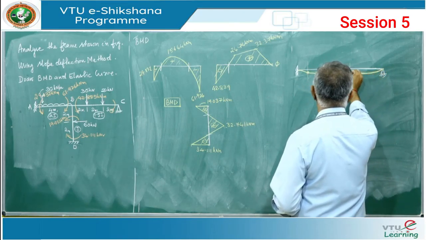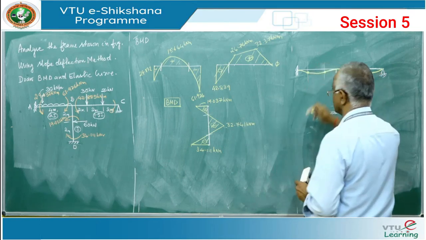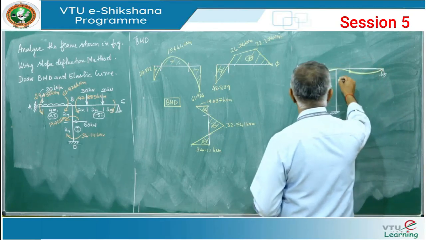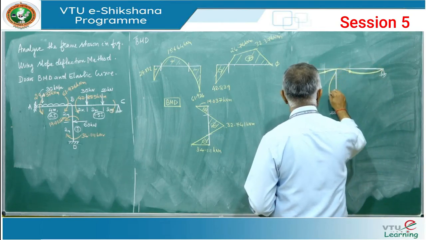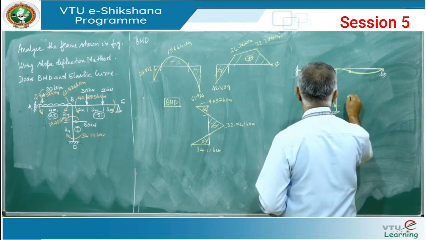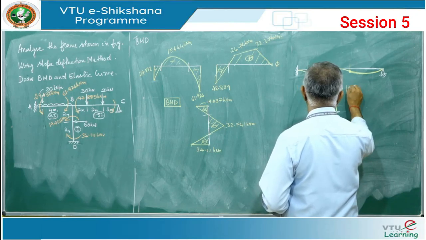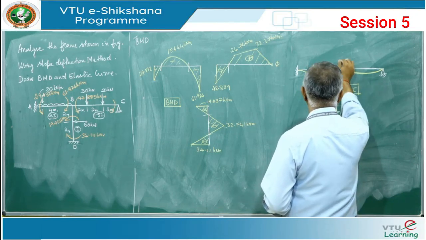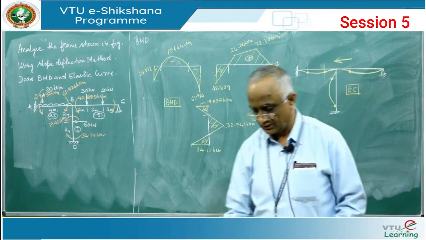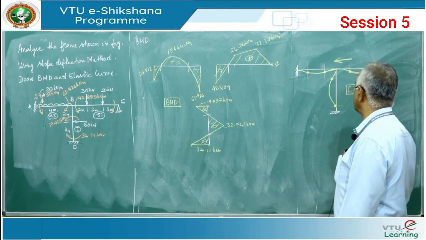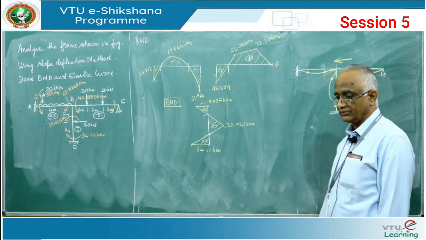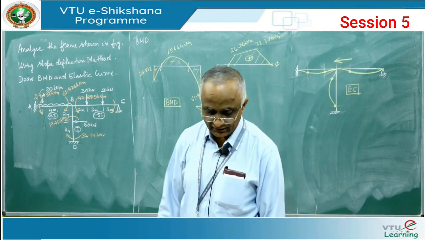You can observe here from the support till this point it is hogging, only near this joint B it is sagging. And coming to this, since the load is acting from right to left, the sagging comes to the left side and then hogging correspondingly. If you just measure this rotation, your theta B will remain same for all the members meeting at that particular joint.